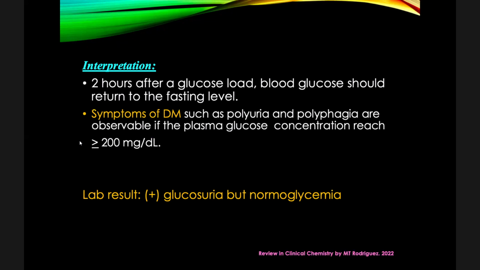The FBS of the patient was 89 milligram per deciliter. FBS, how do we define that? Normoglycemia. Mom, what is hyperglycemia? FBS of 126 and above, that is hyperglycemia. FBS of 60 and lower, that is hypoglycemia. But if the FBS is between 70 to 99, that is normoglycemia.